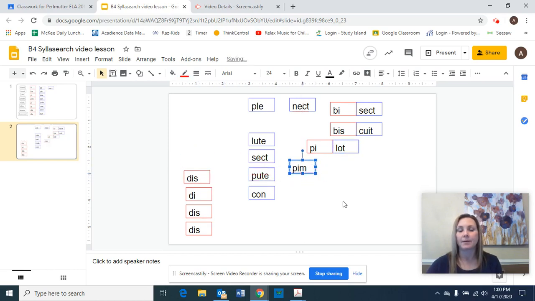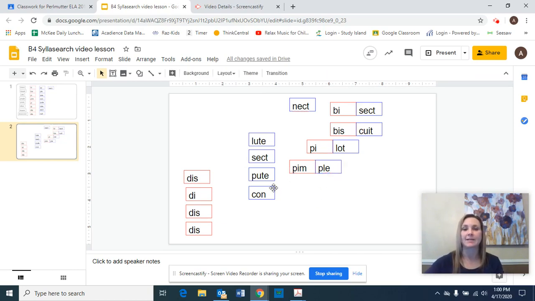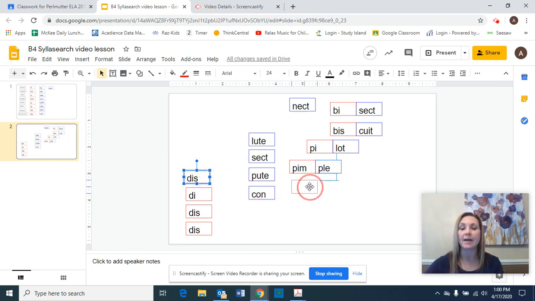All right, let's try another one. Pim. All right, think about what second syllable goes with P-I-M. Go ahead and rebuild it. Okay, and I'm going to rebuild mine. Does yours look like mine? What word did we rebuild? Pimple. Go ahead and say that. Pimple. Fantastic.